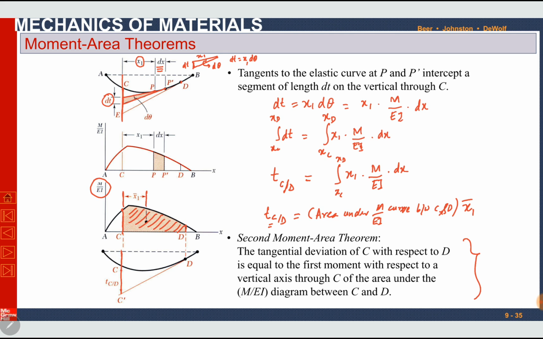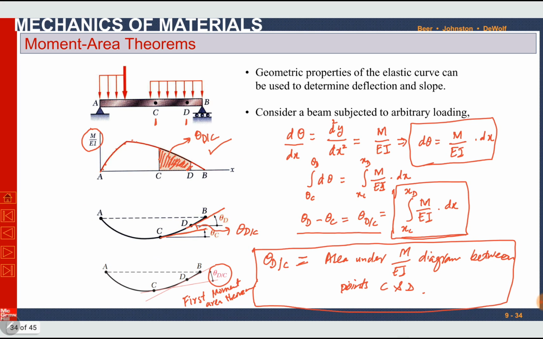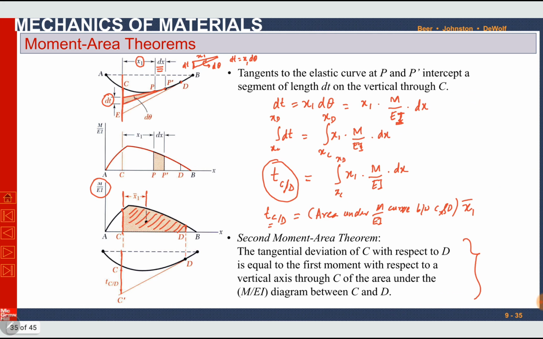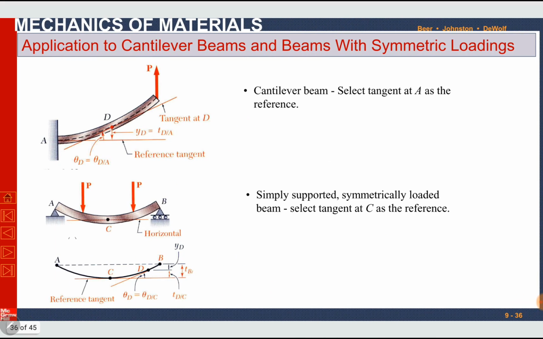Why do we need to find this tangential deviation TCD? What is the physical meaning of TCD, and how can we use it? We can utilize this tangential deviation to calculate deflection of beams at different points. We will do it in our next slide. We will also use our first moment area theorem, which we discussed previously, theta TC, and now TCD. In this slide we can see how we can apply them to beams.